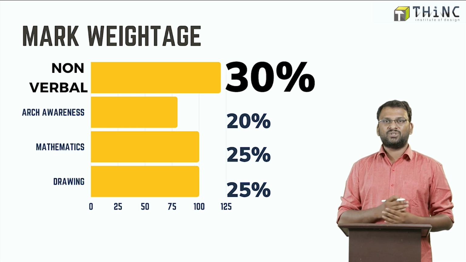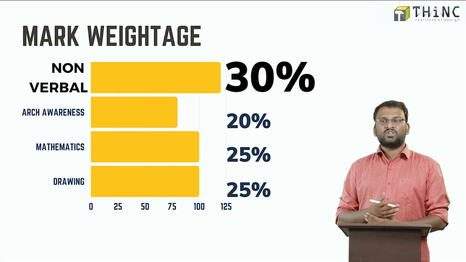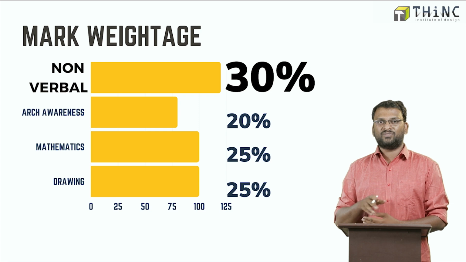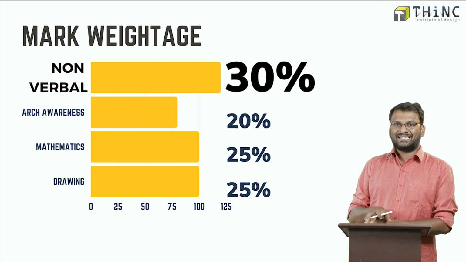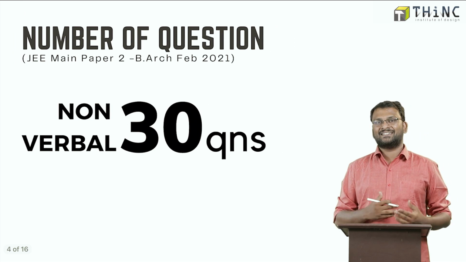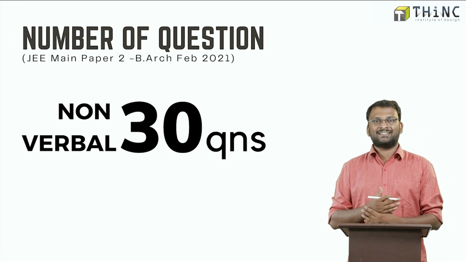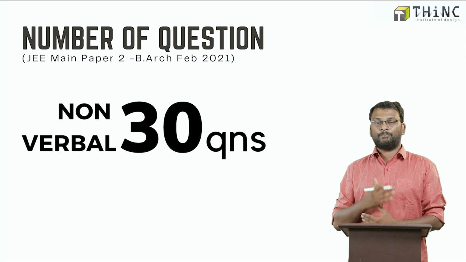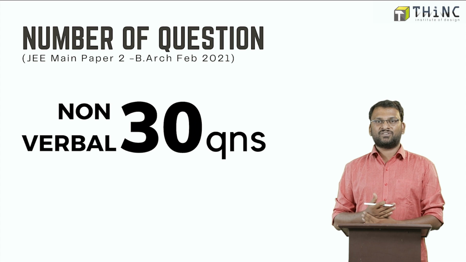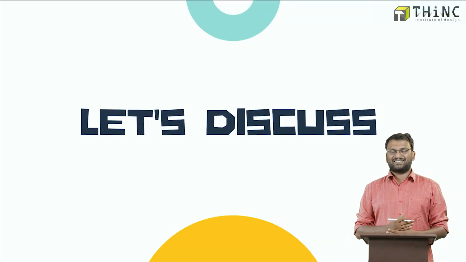Currently, they have introduced different types of questions in non-verbal reasoning. So as a part of our series, we will be exploring those questions first. Let's start discussing those questions included in the 30 questions asked by the JEE Main Paper 2 examination for architecture. Okay, so let's discuss some questions.